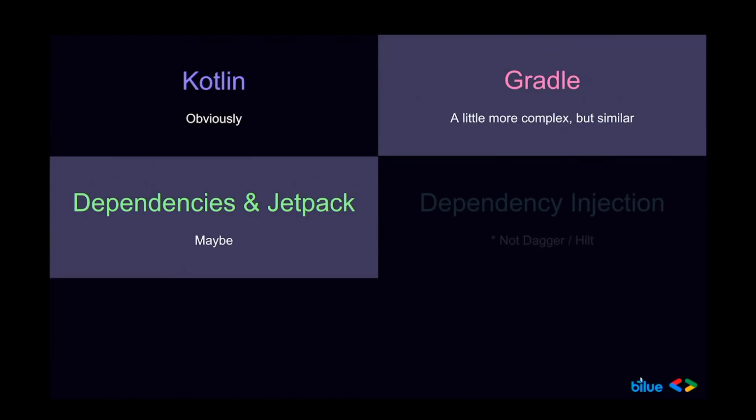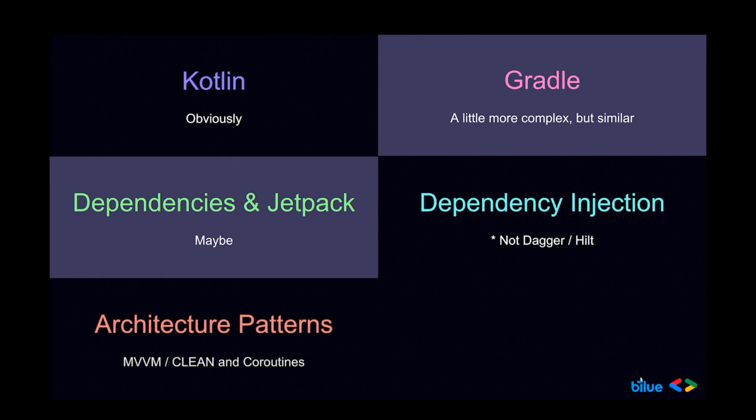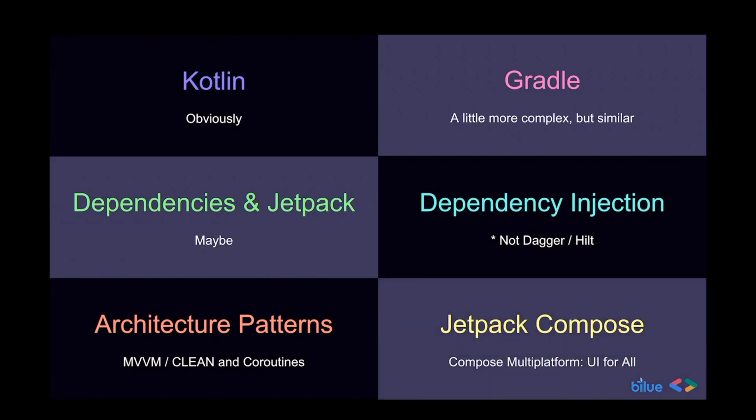So once we've covered our dependencies, we can look at our dependency injection, and as I mentioned, not Dagger and Hilt, so we can use Koin instead. We can use our normal architecture patterns, so MVVM, clean, coroutines, anything that you're used to, you can do this as well. And Jetpack Compose, I mentioned before, we can use Compose Multiplatform.